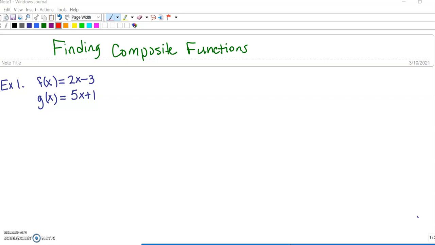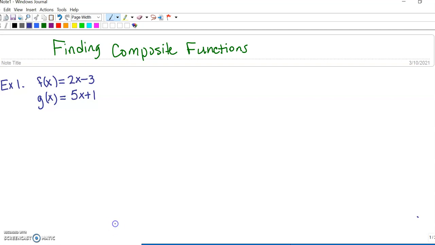Alright, we've been evaluating composite functions at particular values of x, but we need to be able to find an actual function format of the composite function that we're looking for. Then we can use it. We don't have to go through the process every time. We can use the function itself.